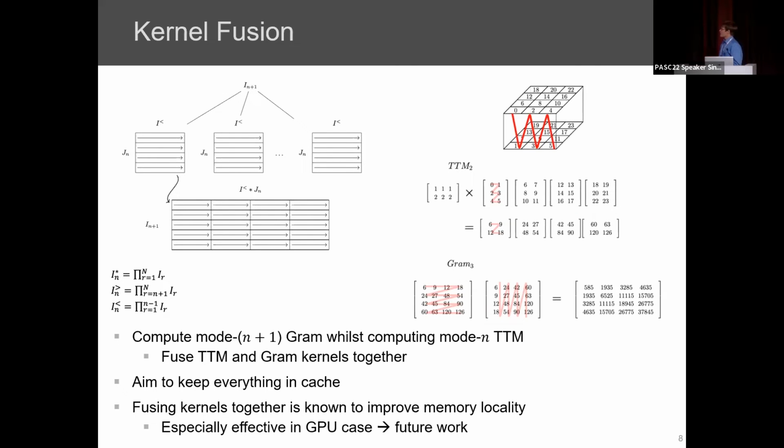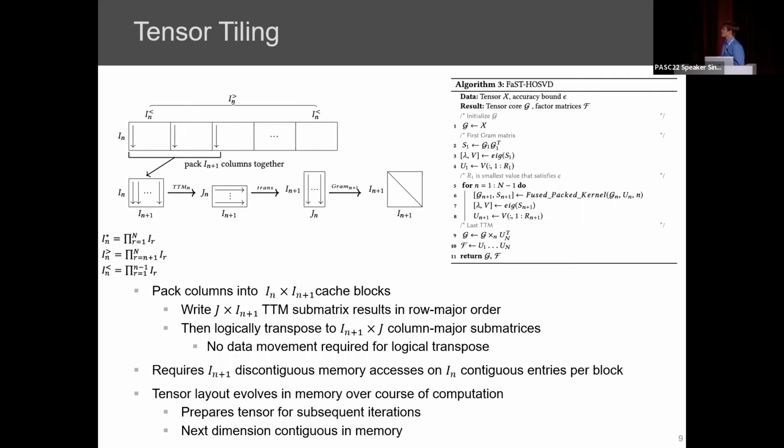So from here, let's quickly move on to the next optimization technique. The next one is what we refer to as tensor tiling. Basically, we're going to take our matrixized tensor and pack it into a series of cache blocks that are cache friendly and go from there. So here in our matrixization, the current dimension IN is contiguous in memory.